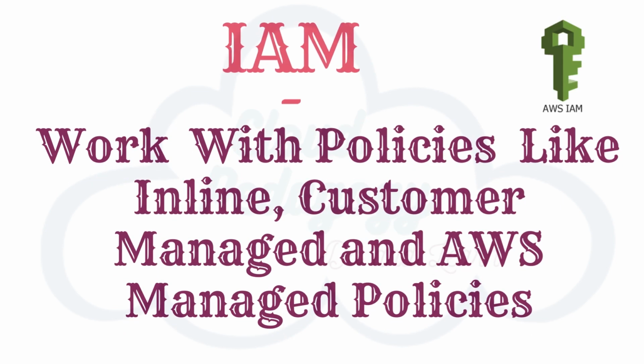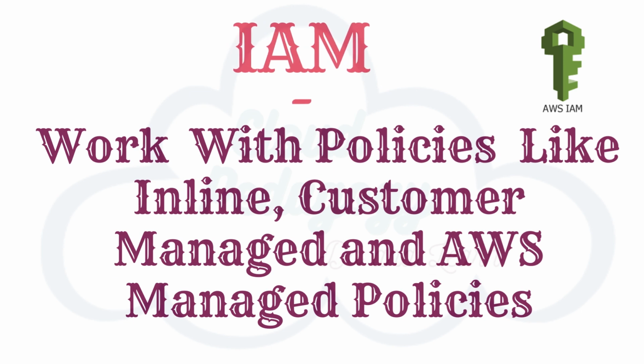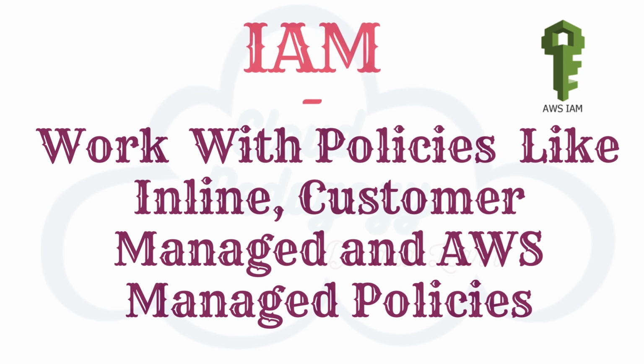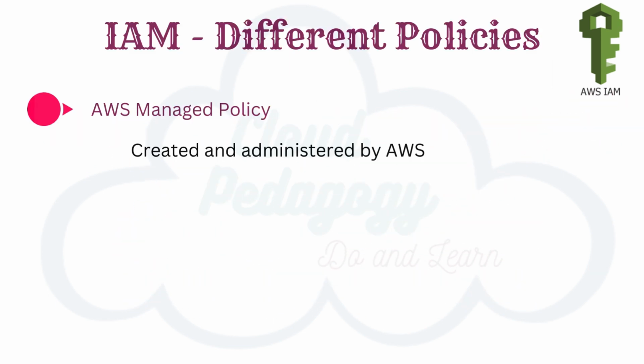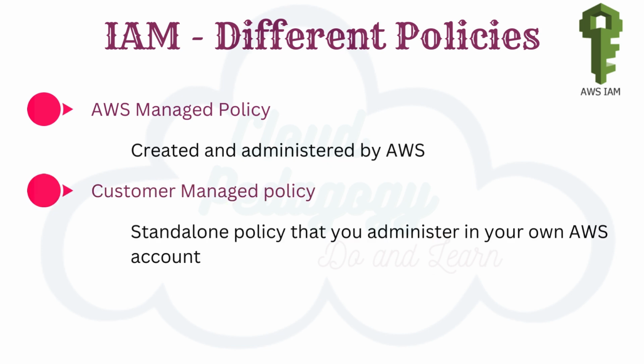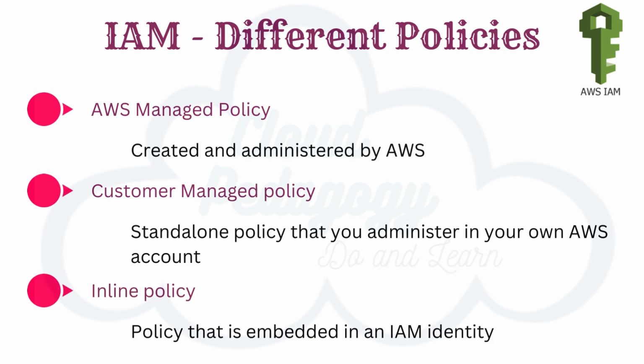And in this lab, we are going to be getting our hands on with AWS managed policies, custom policies and inline policies as well. An AWS managed policy is a standalone policy that is created and administered by AWS. Whereas customer managed policy is a standalone policy that you administer in your own AWS account. On the other side, an inline policy is a policy that is embedded in an IAM identity, like a user, group, or even a role.